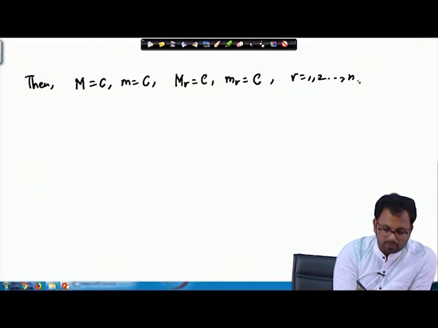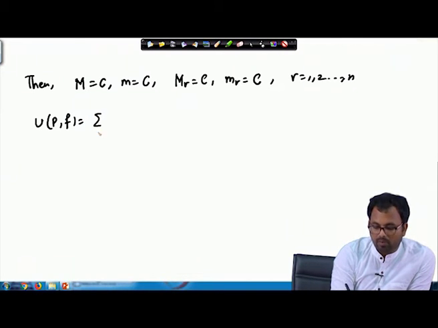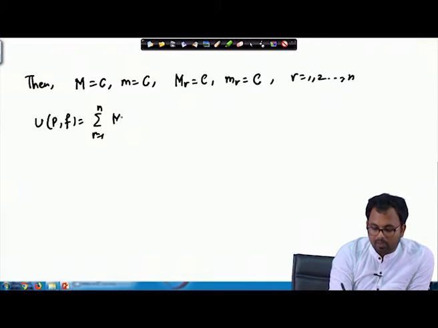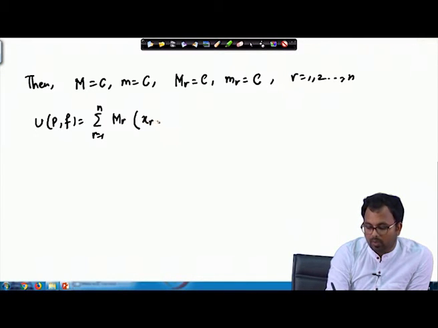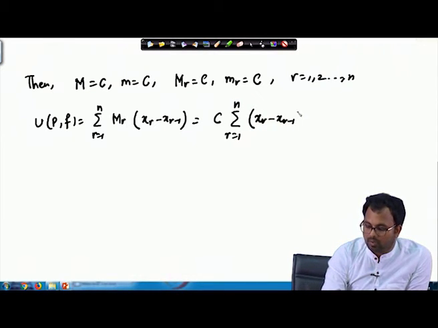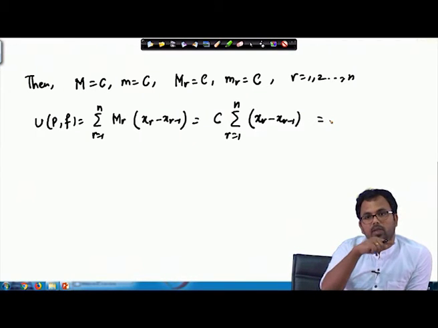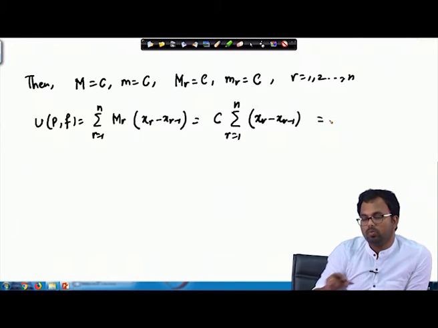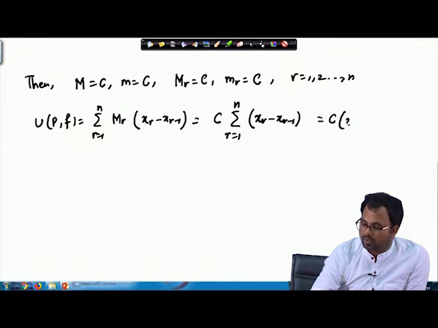So, based on that, I can calculate my upper sum UPF, which is basically sum r running from 1 to n capital Mr times xr minus xr minus 1. So, capital Mr is basically c. So, c will come outside of the summation because it is independent of r, and here we will have xr minus xr minus 1. Now, again this is similar to what we have done earlier. If you expand the summation, then you will basically have xn minus x0 left. Xn is basically our b and x0 is basically our a.